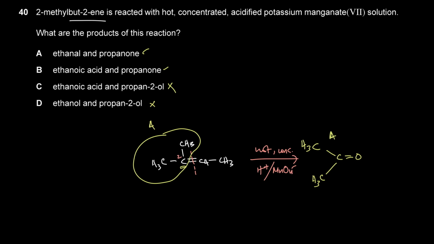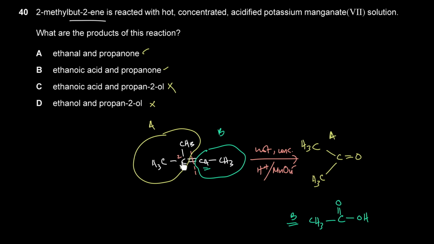Now, if on the double bond we have a carbon that's bonded to one hydrogen and one carbon, as with this carbon, which is bonded to one hydrogen, this carbon will become a CO2H group. I'm going to call this product B. This carbon is bonded to just one hydrogen, so it will become a CO2H or COOH group. Nothing will happen to the alkyl group. So the other product that we get is CH3CO2H, which is ethanoic acid.